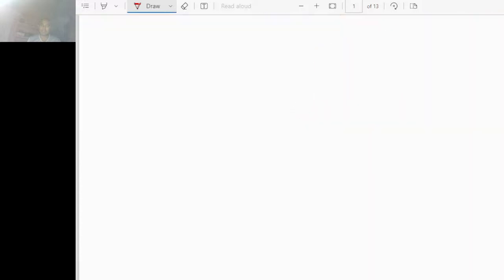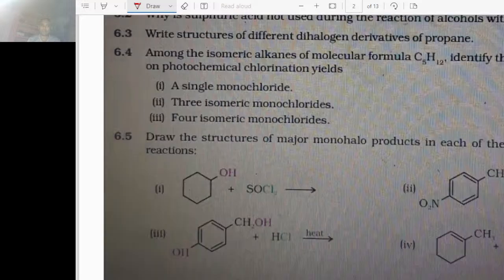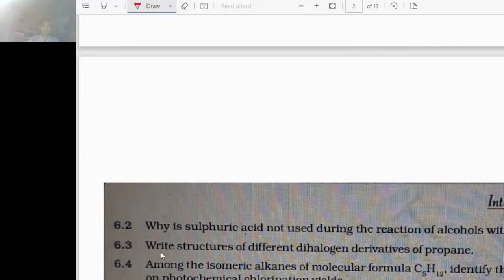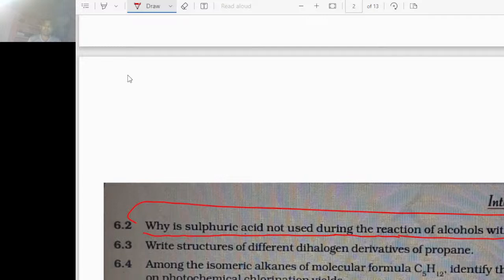So let's try to understand what the second question is. Why is sulfuric acid not used during the reaction of alcohol with KI, right? Student, what is happening here? If you are talking about H2SO4 treating with KI, what is it going to oxidize this into, student? If you are talking about KI, it will convert into HI, student.